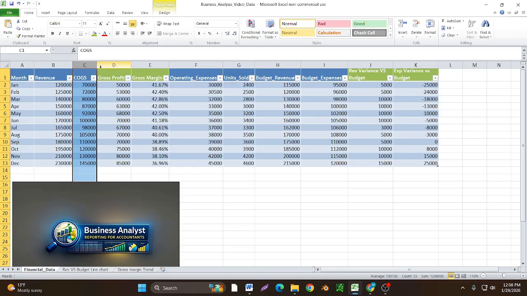So, exam and career takeaway. On the bar exam and in real business analyst roles, always think in this order. What changed, why it changed, does it matter, and what should be done next. If you can do that, you're not just calculating numbers, you're driving decisions.